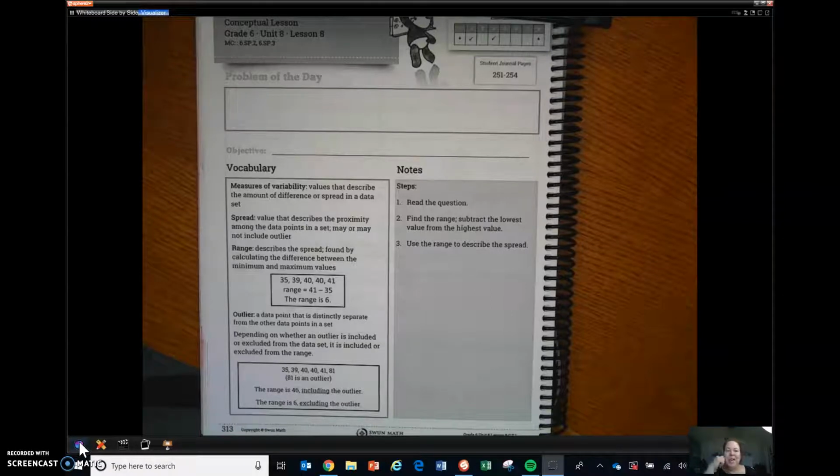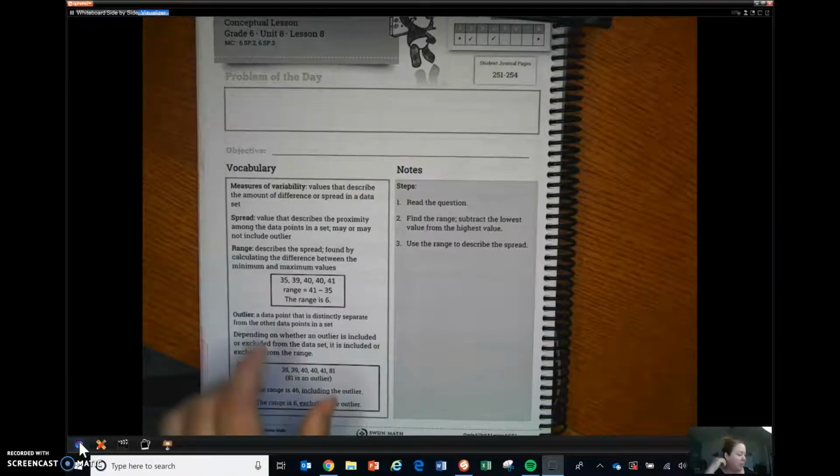Hi everybody, we are headed on to Unit 8, Lesson 8, and we're still working with statistics, and this is finding the range. And you're going to love this lesson, it's super easy. We're still just looking at data and finding different ways to understand the data that we are looking at.